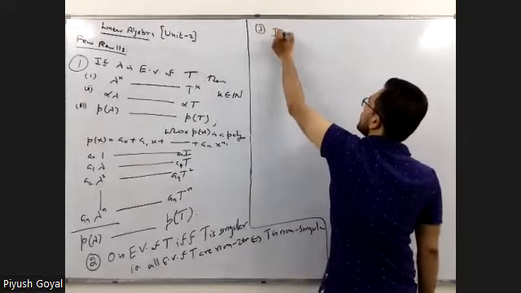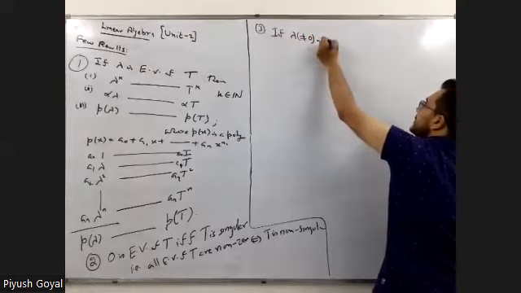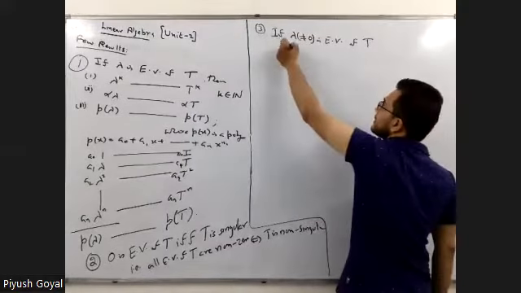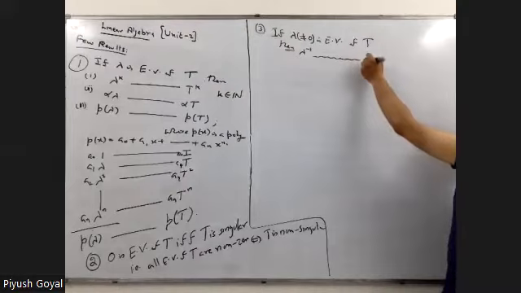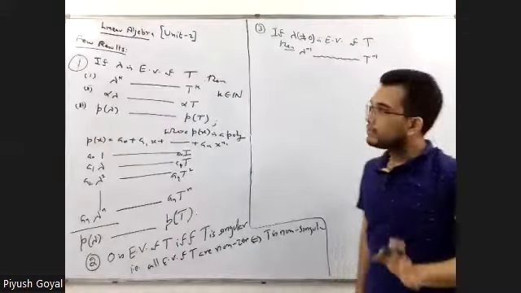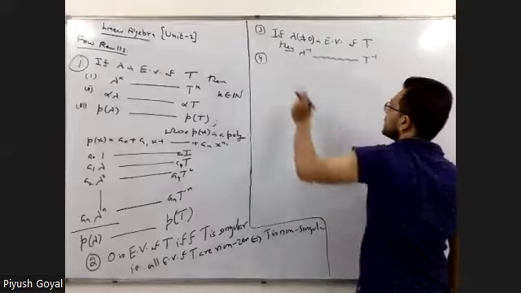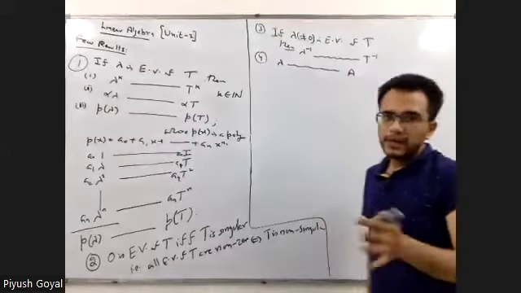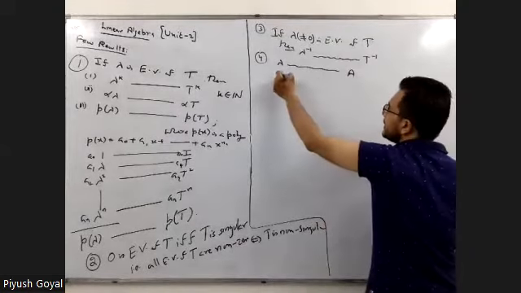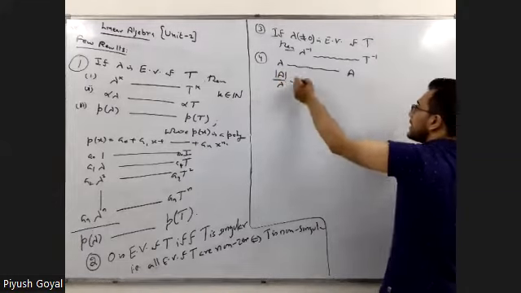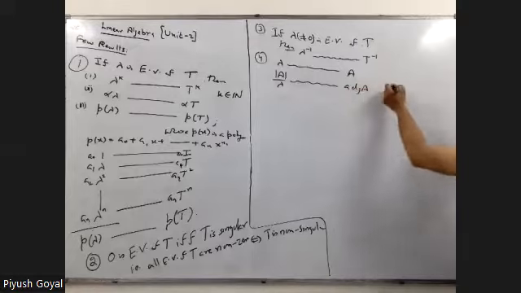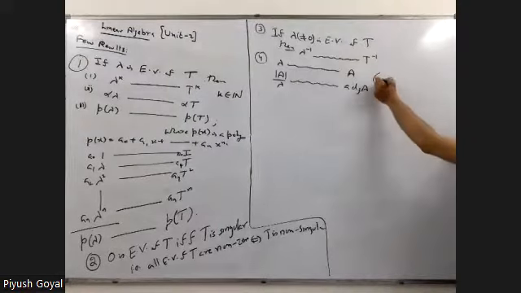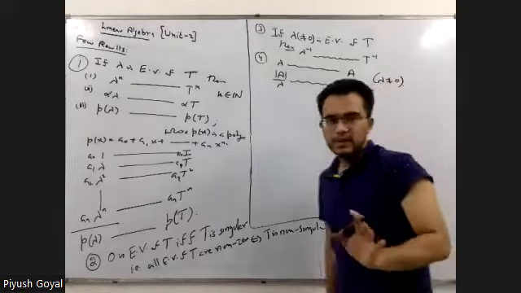Third, if non-zero lambda is eigenvalue of T, then lambda inverse is eigenvalue of T inverse. Fourth is if lambda is eigenvalue of capital A, this can come in 2 marks, then determinant of A by lambda is eigenvalue of adjoint A, provided we know that this lambda is non-zero. I hope this thing is clear to you.